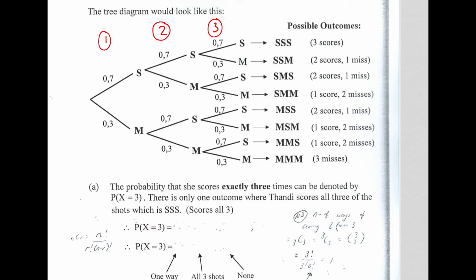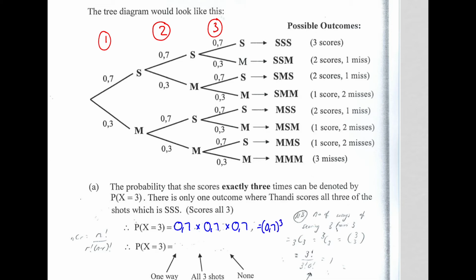The probability that she scores 3 times is this option. That's the only option. There's only one option. But how do we get to that? It's 0.7 times 0.7 times 0.7. So the probability that she scores 3 times is 0.7 times 0.7 times 0.7, and that we can also represent as 0.7 cubed.